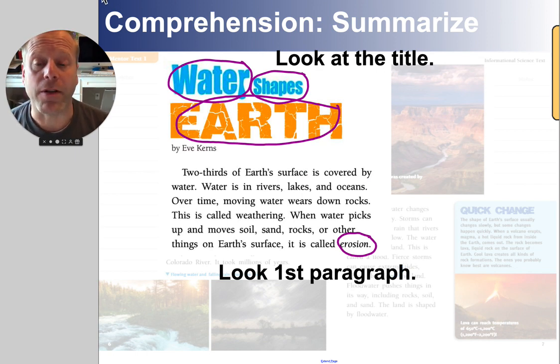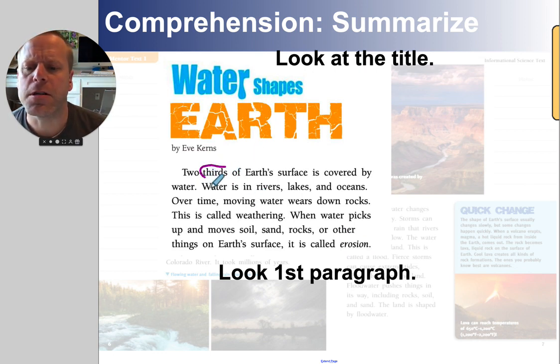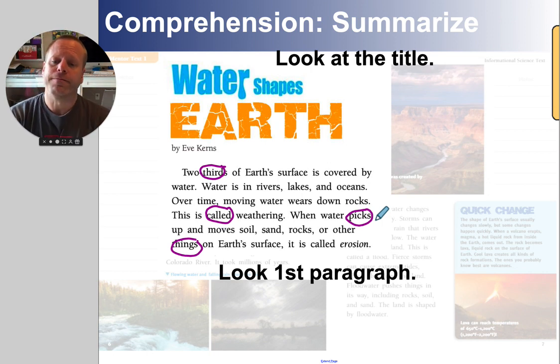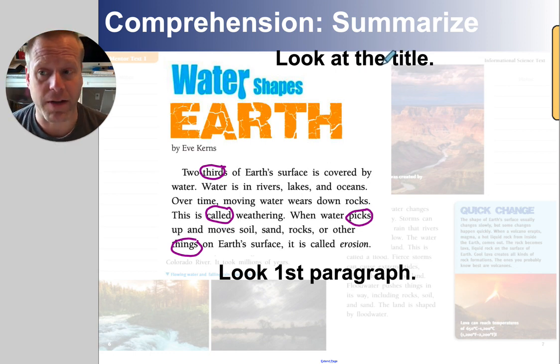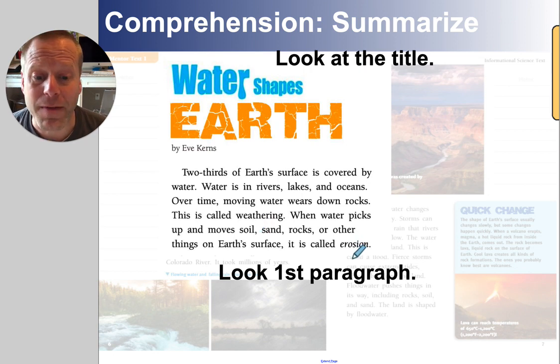Now, it really does matter though, because I could choose the wrong words. Let's see, thirds, called, things, pick. And then I could say, things pick called third. Is that what this story is mostly about? No. So you have to pick important words. Look at the title. That'll give you a good clue. Look at the first paragraph. But you're going to have to use your best judgment as to which words make the most sense. I will give you a hint. If they make a word italicized or bold, that's usually a great one to pick.